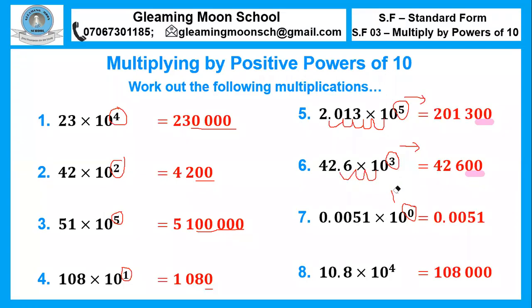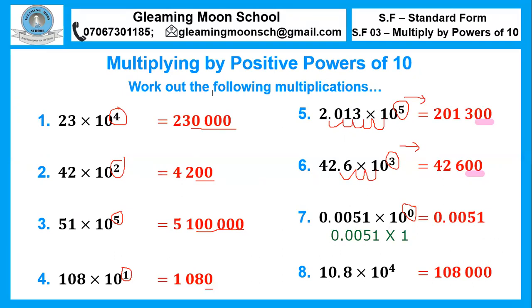So if it means 1, that means what you're doing here is 0.0051 times 1. You're simply multiplying by that. Basically what you're doing is 0.0051 times 1, because 10 raised to the power of 0 is 1. And that is why your answer is exactly the same as where you started, because the same thing times 1 is the same thing, right?